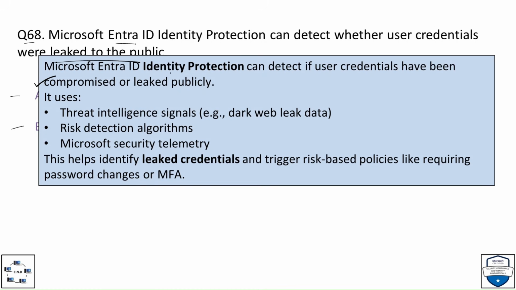Microsoft Entra ID Identity Protection can detect if user credentials have been compromised or leaked publicly. It uses threat intelligence signals, for example, dark web leaked data, risk detection algorithms, and Microsoft security telemetry. This helps identify leaked credentials and trigger risk-based policies like requiring password changes or MFA.